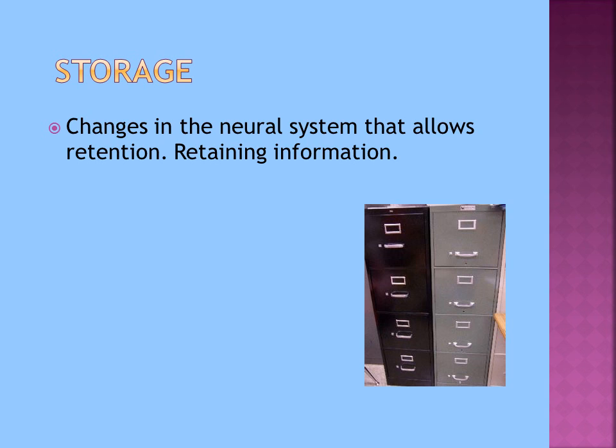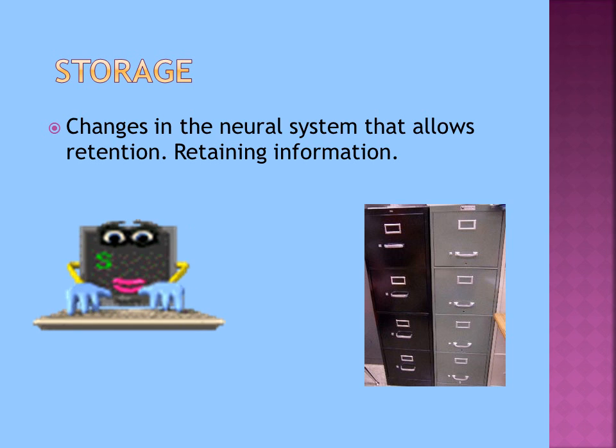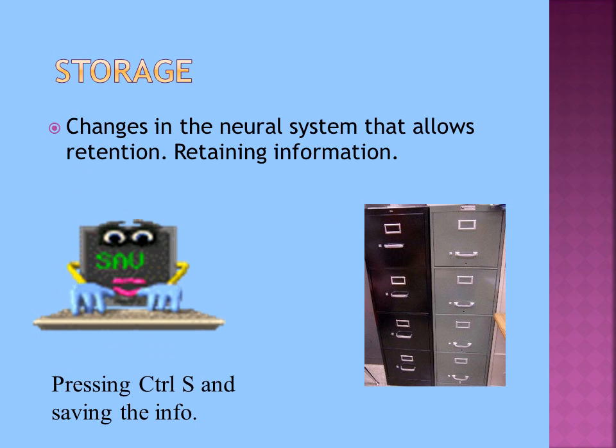Second thing is storage, the second thing that happens when you're working with your memory. It's changes in the neural system that allow retention. So you're retaining information, saving the document, or storing it somewhere in your brain. We will talk about the different places where information is stored in your brain. It's like pressing Control Save. You should probably remember some of the places that information is stored: the hippocampus, temporal lobe. We've talked about these before.